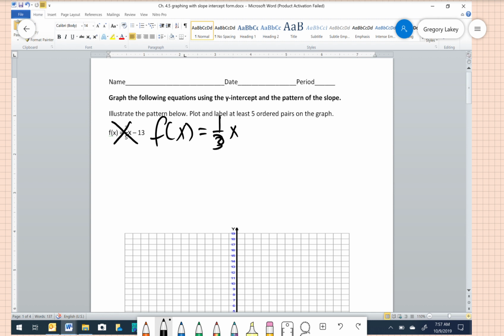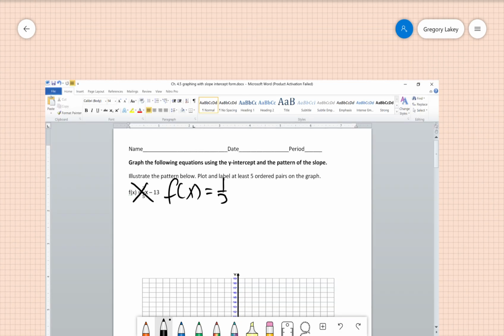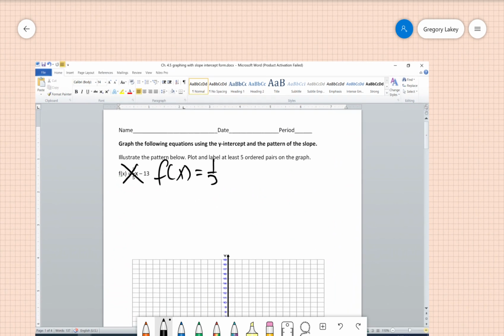Oh, that didn't come out that right. Oh, what happened? What'd you do? There you go. 1 over 3. There you go. Let's do it neater.